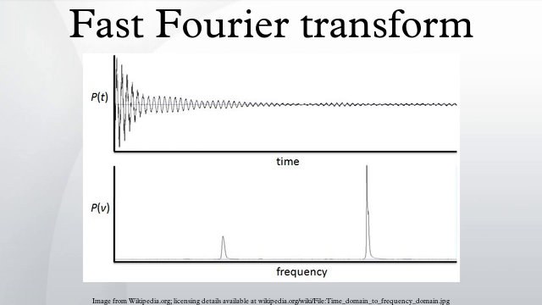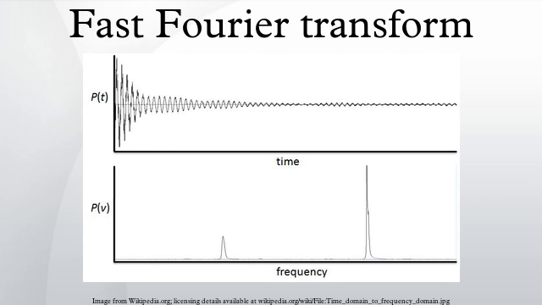Algorithms: Cooley–Tukey algorithm. By far the most commonly used FFT is the Cooley–Tukey algorithm. This is a divide-and-conquer algorithm that recursively breaks down a DFT of any composite size n = n1n2 into many smaller DFTs of sizes n1 and n2, along with O(n) multiplications by complex roots of unity traditionally called twiddle factors.